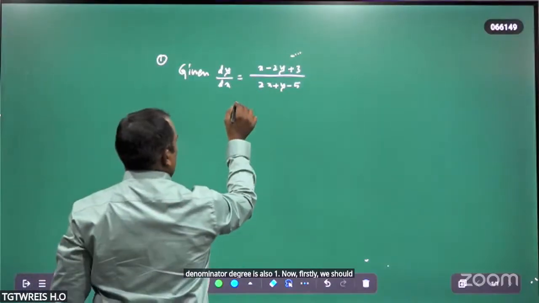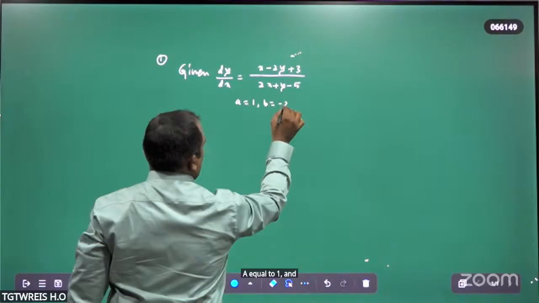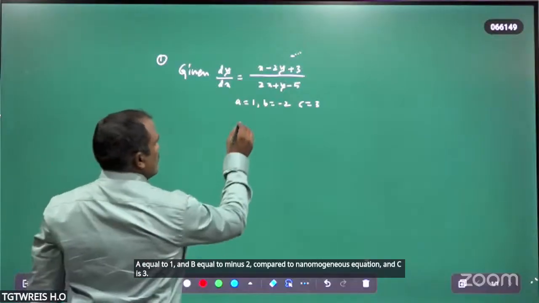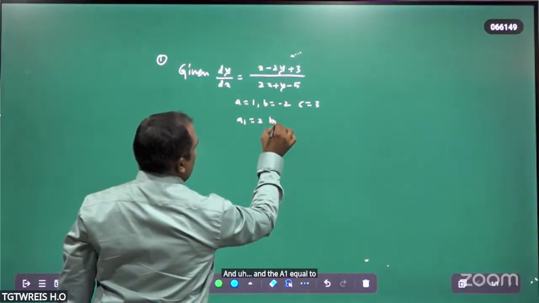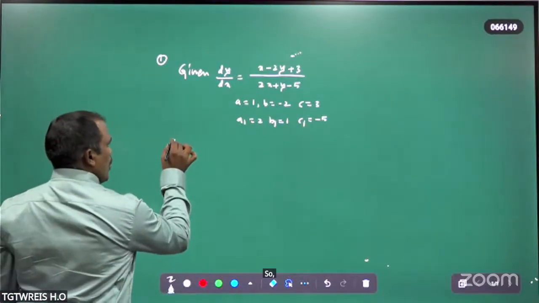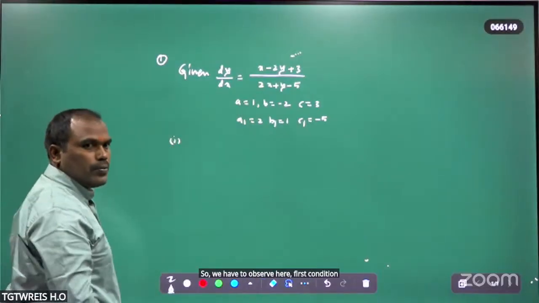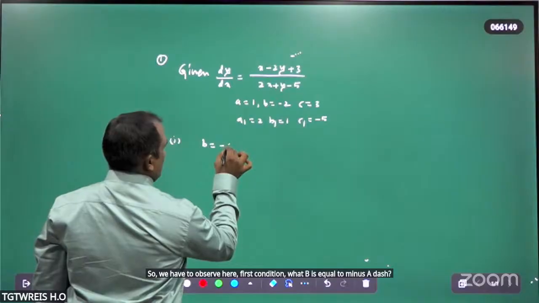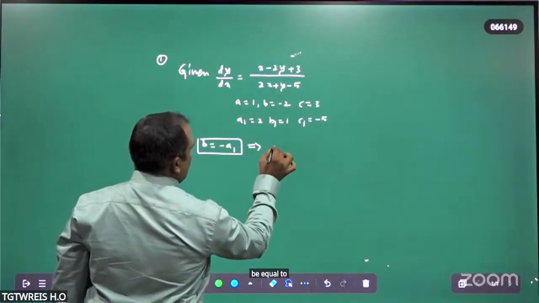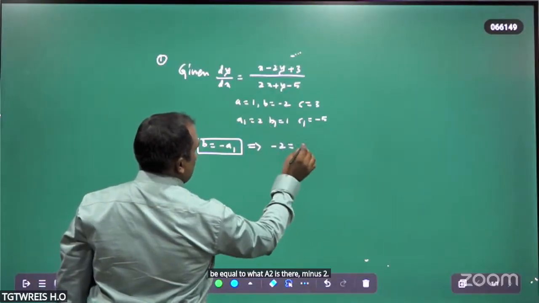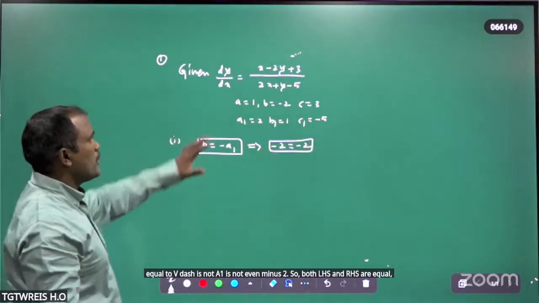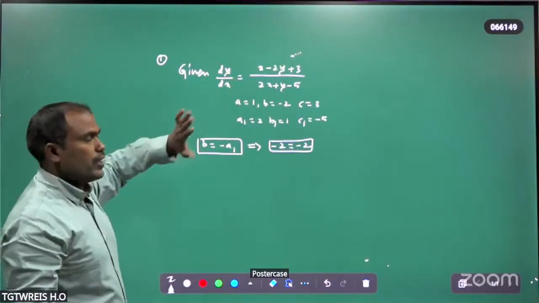Now first we should write a equal to 1 and b equal to minus 2, compared to the non-homogeneous equation, and c is 3, and a1 equal to 2, b1 equal to 1 and c1 equal to minus 5. We have to observe the first condition: is b equal to minus a1 possible or not? Here b equals minus 2, and minus a1 is also minus 2. So both LHS and RHS are equal. This is the first case in non-homogeneous equations.